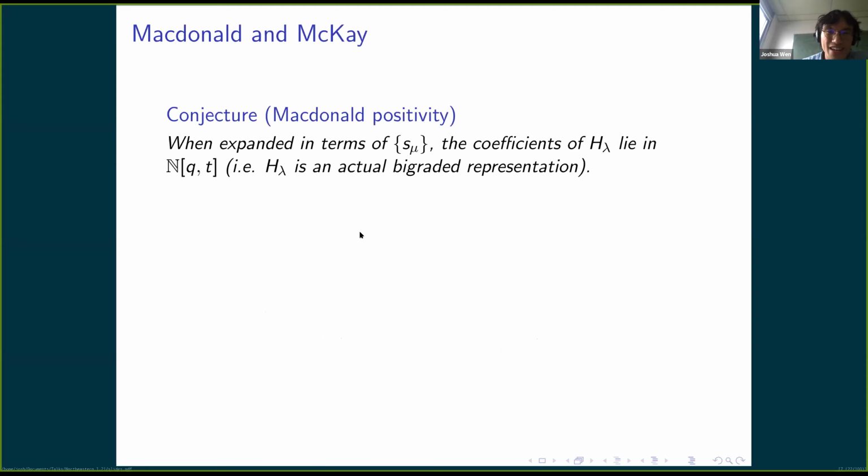So people asked Peter's question. Well, I guess Macdonald did, and conjectured that when you expand the H lambdas in the Schur functions, the coefficients lie in N[q,t]. So H lambda is an actual, not virtual, bigraded representation. And it's very strong because a priori this is even like C[q,t] or maybe Q[q,t] or rational functions in q,t. This is called the Macdonald positivity conjecture.